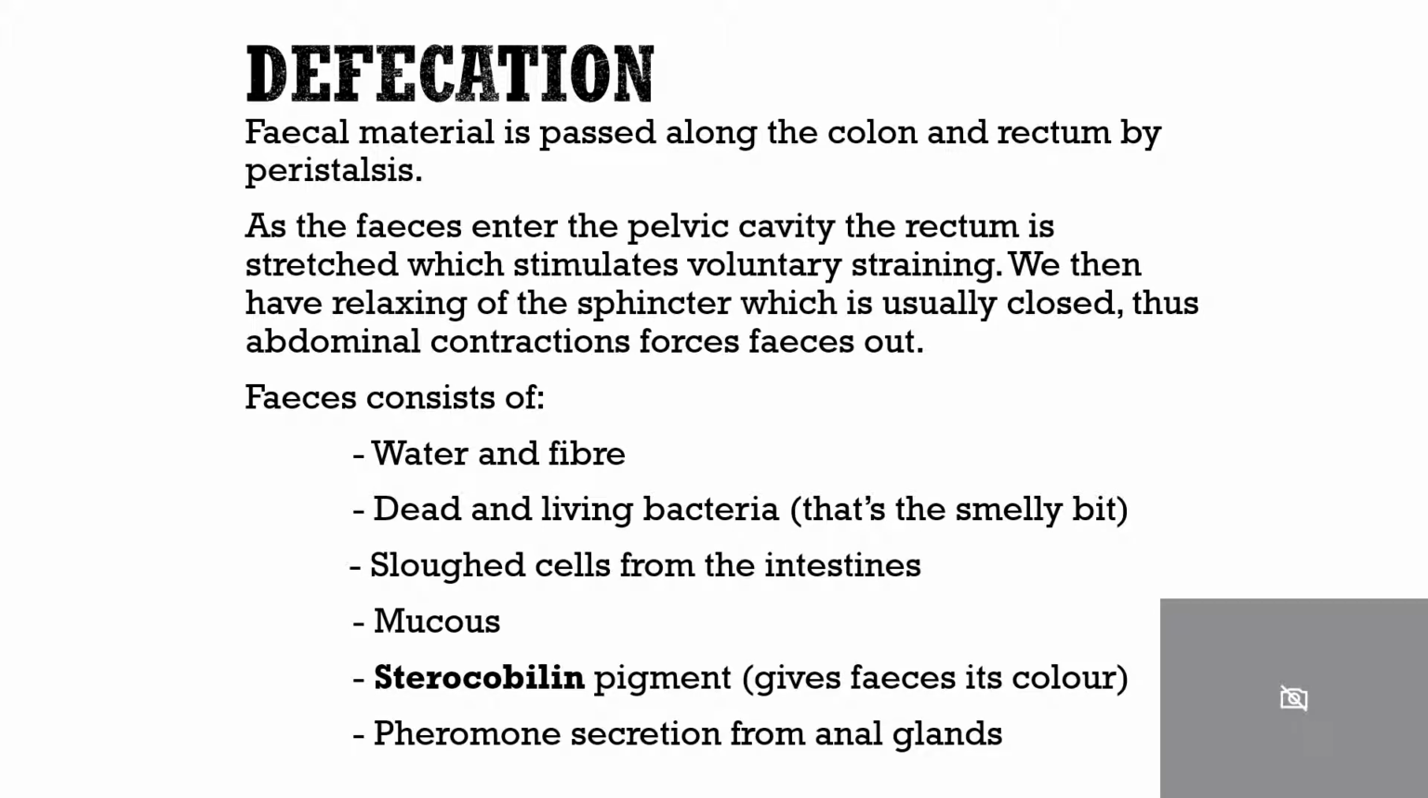What does faeces consist of? It consists of water and fibre, any dead and living bacteria, slough cells from the intestines, mucus, the pigmentation that actually gives faeces its colour, and also pheromone secretion from anal glands.